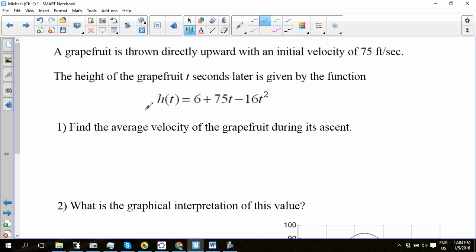Now, to give an example, let's talk about a grapefruit. I love grapefruit. It's kind of good to eat. Whether you like sugar and salt on it is up to you.